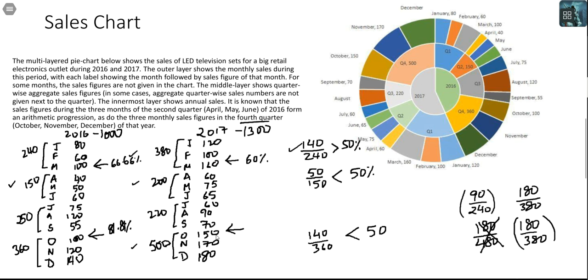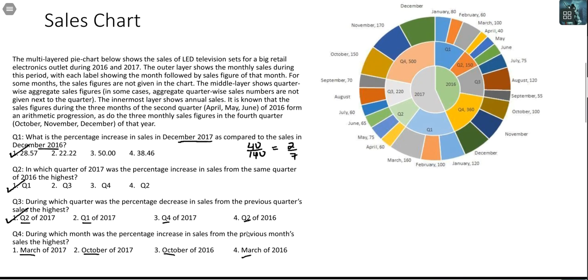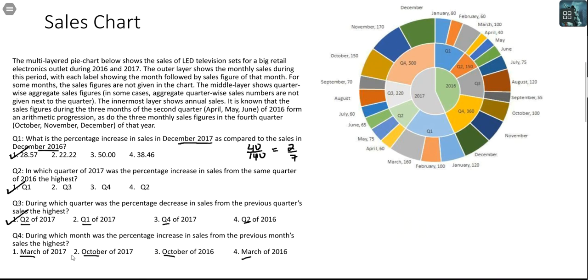So the change here is of 60%. Here I'm going from 70 to 150. So the change is of greater than 100%. Among the 4 options, which is greatest? This one. So October of 2017 should be the answer. October of 2017 is option 2, and that is the final answer.